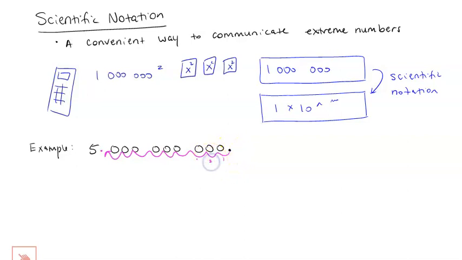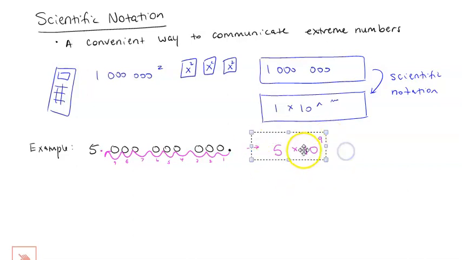1, 2, 3, 4, 5, 6, 7, 8, 9. So I moved the decimal place 9 times to get to where it is. So now I can write my number in scientific notation. It would be 5 times 10 to the power of 9, or however many times I move my decimal.